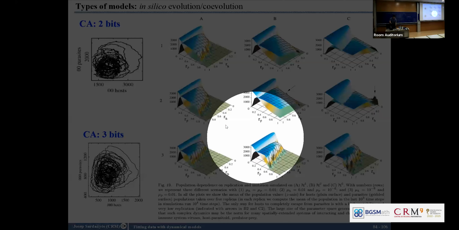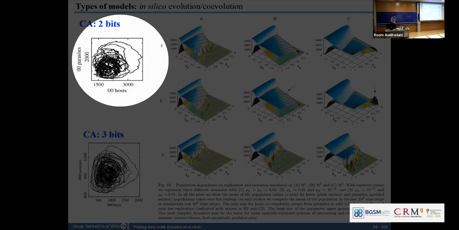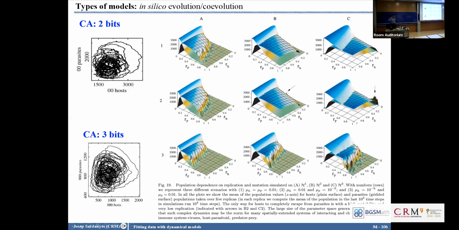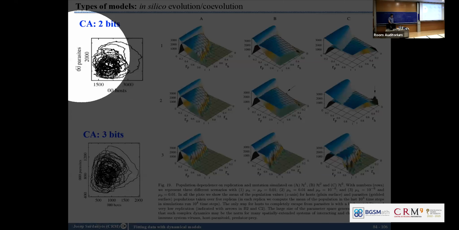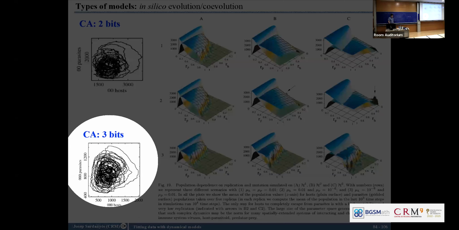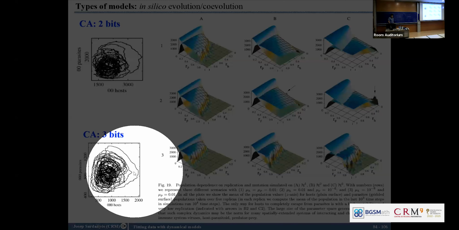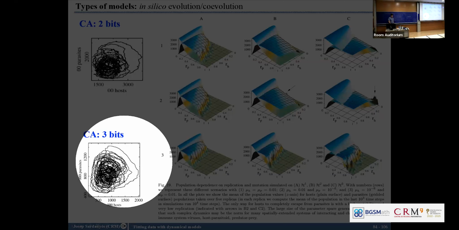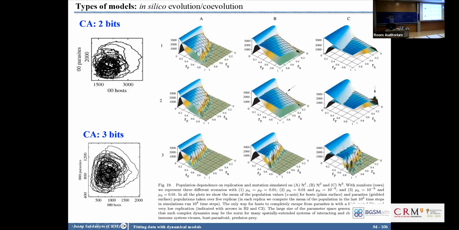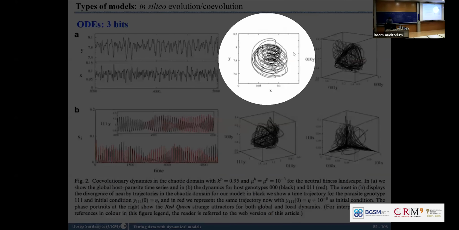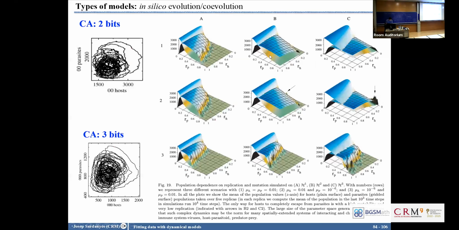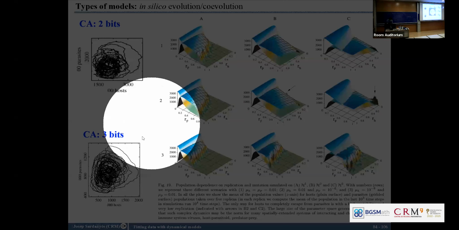For 2 bits, this is hosts and parasites for a given genotype, the 0000. And also we have very irregular dynamics. This is a projection of the phase space with the hosts and the parasites with this sequence, and this is for 3 bits. And here you can see this is not random. These are orbits that are turning, and they are quite similar to these attractors here. If you see this one, for example, you have these orbits that are going down and up. And here you can see something similar.